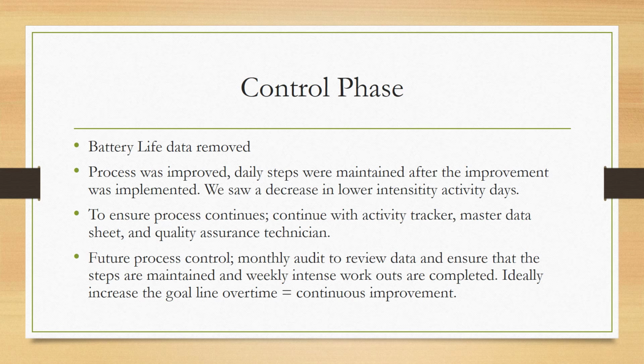We saw that there were less of those days. We were meeting at least 3 a week, and sometimes more, because we saw that there were fewer of those 0 to 1 ranked intensities each week, which is great. That's what we wanted. So, as an overall endpoint, I say yes, the improvement and the solution was correct and was a success. Now, what's important about the control phase is that we want to ensure that this process continues.